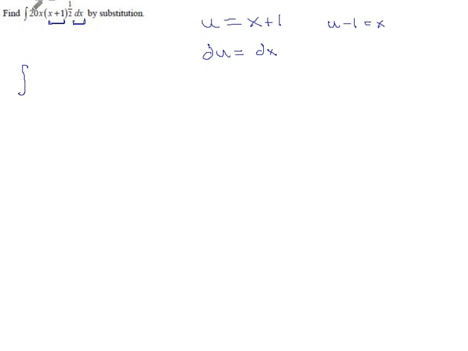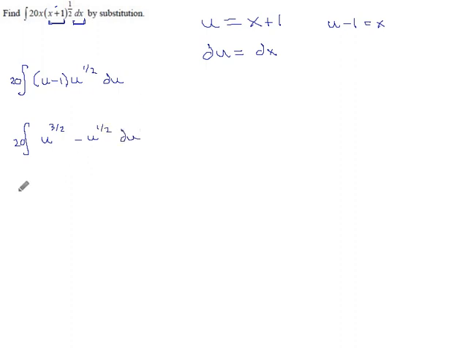Our new integral is going to be 20. I'm going to kick that outside because I can. x gets replaced with u minus 1. The square root of x plus 1 gets replaced with the square root of u, or u to the half. And then dx gets replaced with du. Now this is better because we can take this u to the half and distribute it through the brackets, and we get 20 times the integral of u to the 3 over 2 minus u to the half du.